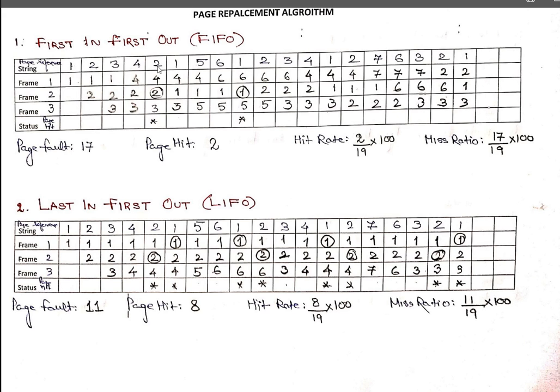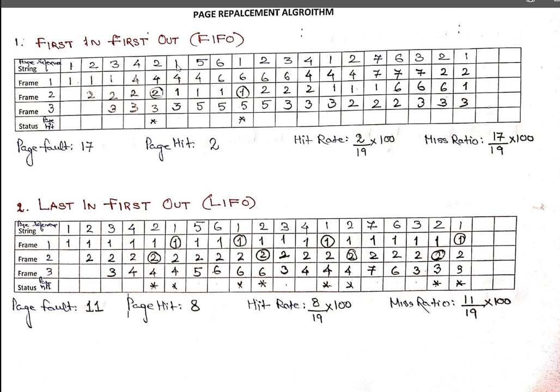Now the next page 2 is appearing. CPU is requesting for page 2. When 2 is appearing, already 4, 2 and 3 were there in the frame. So 4, 2, 3 will appear exactly the same way, but this 2 and this 2 will be hitting each other. When it is hitting, it means that page is already available in the RAM. So this is known as page hit, and we put it as a cross. After that, this 4, 2, 3 will appear here.